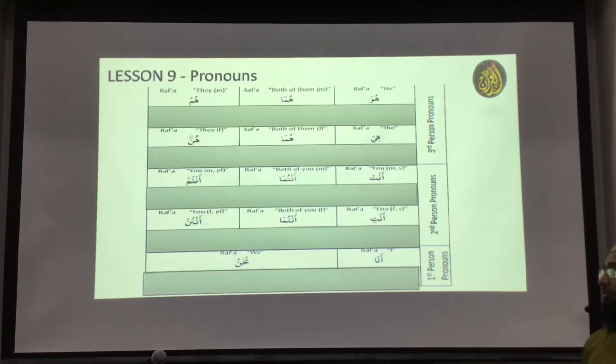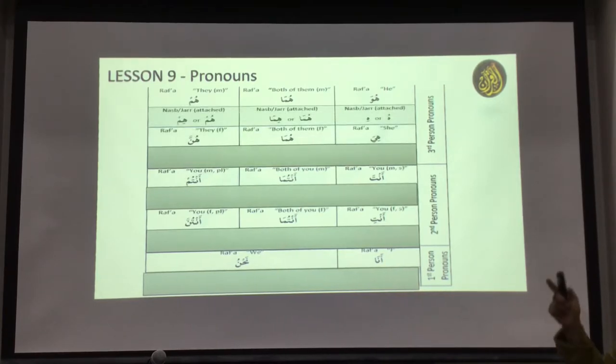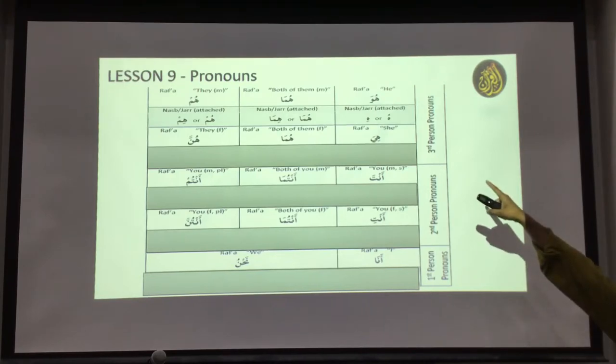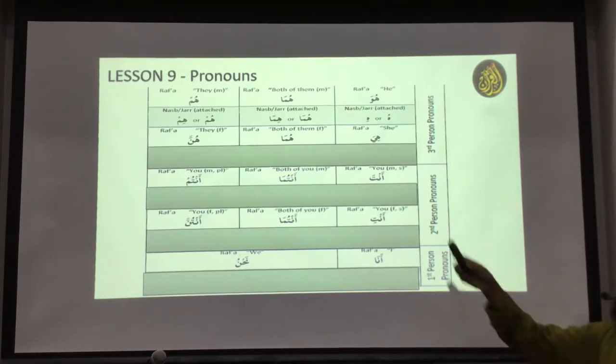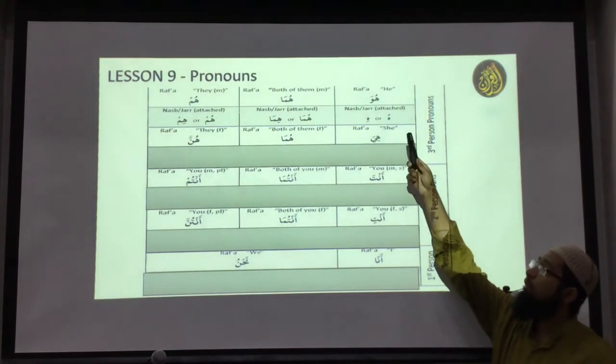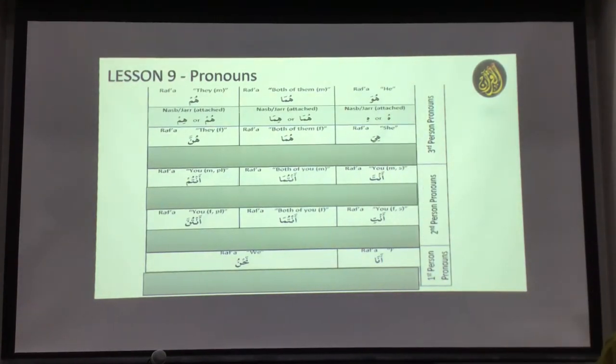So it's not going to be very difficult to remember. The attached version could be a bit difficult to remember, so you may need a little more time. For the attached version of Huwa, Huma, and Hum, the Huwa could be "who" or "he". In the Nasab or Jar case, it could be "who" or "he". Don't say "who" is Nasab and "he" is Jar. No, not like this. It could be who or he. We'll talk about it later, inshallah ta'ala.